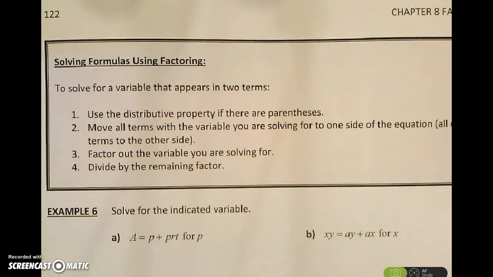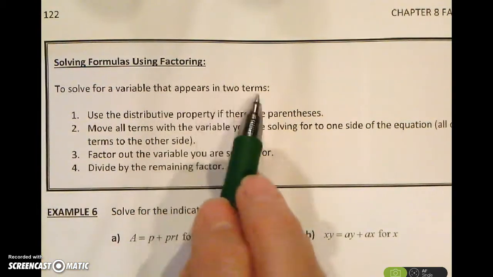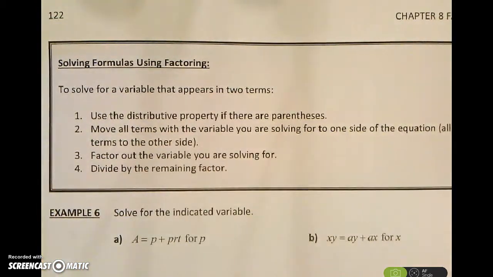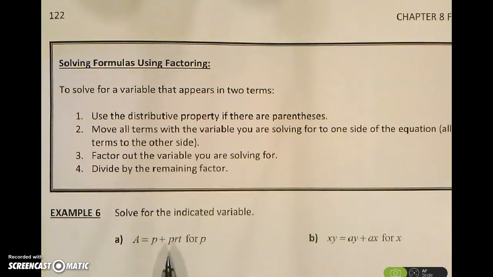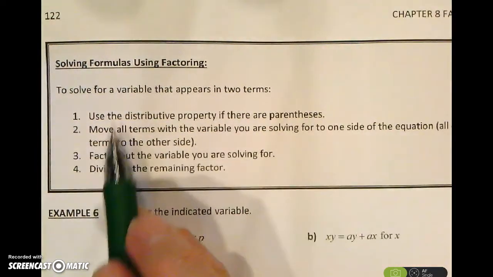In this third video for 8a, we're going to use factoring of GCF to solve formulas, that is, to solve for a variable that appears in two different terms. We've done something similar to this back in probably Unit 1 or 2, but this time the variable is going to appear several times. So these are the steps that we're going to use.